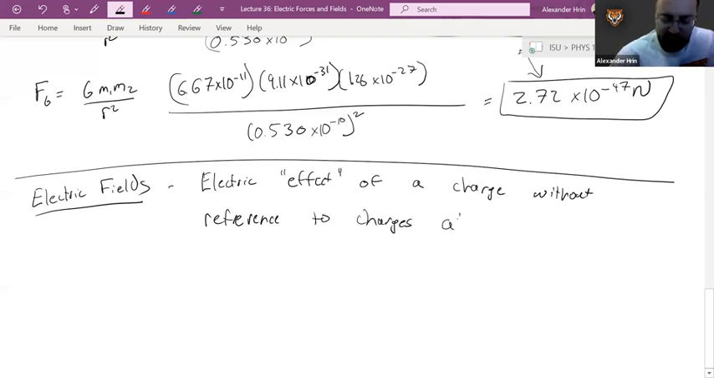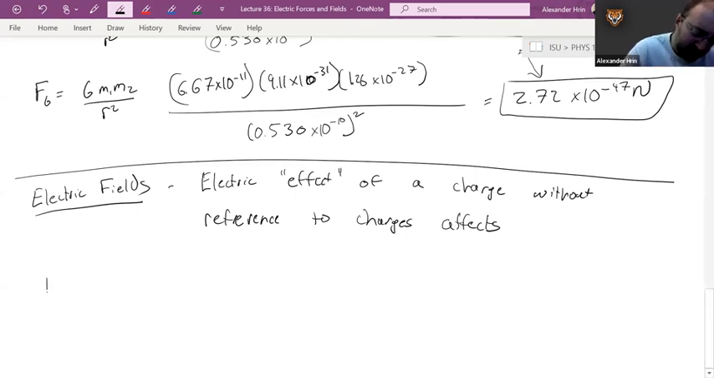Really it's an attempt to quantify the effect a charge would have on other charged particles if they were present. They may or may not be present, but the electric field is an attempt to isolate the effect of a single charge on the universe around it. It only has an effect if there are other charged objects nearby.